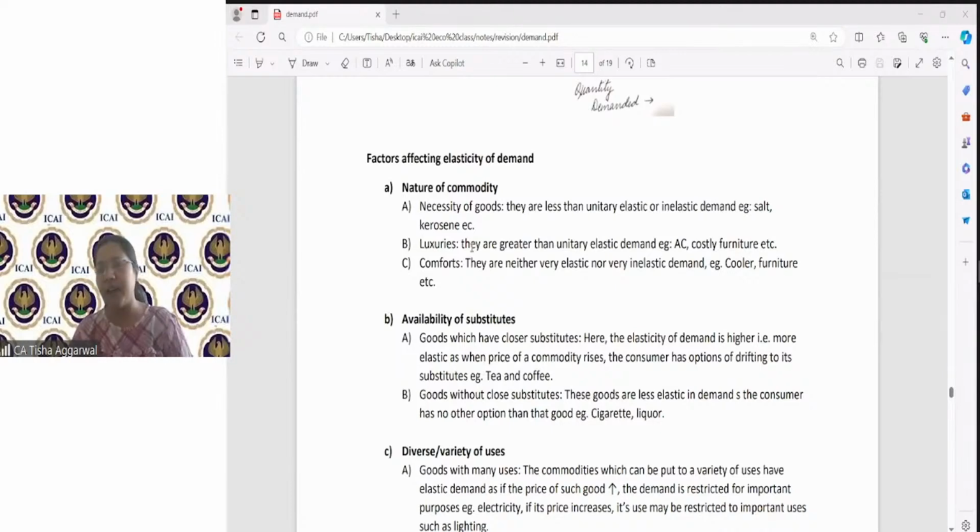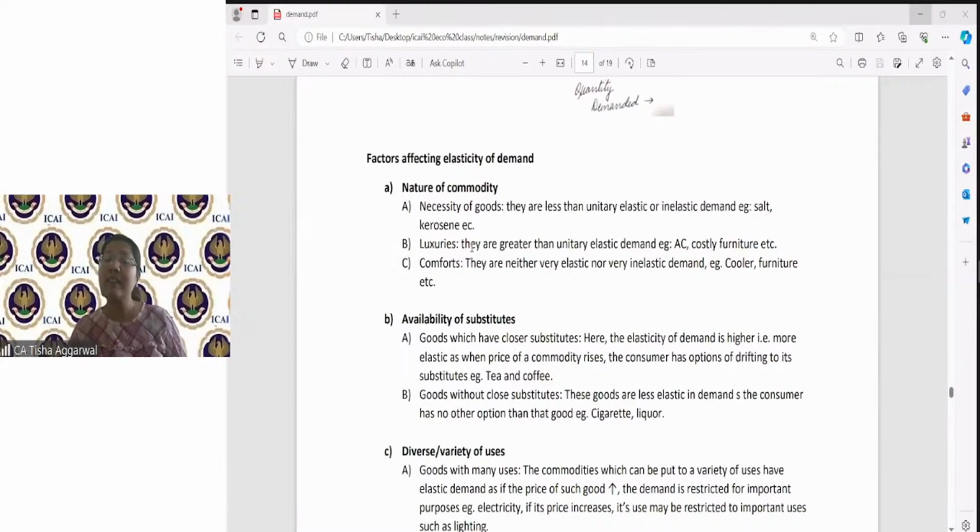Third is the comfort good. Comfort is something which is like, okay with me. I can sustain with it also, and I can also be fine without it. So in that situation, they are neither very elastic nor very inelastic. So generally what happens is this, that if there is a 10% increase in the price, there will be a 10% reduction in the quantity.